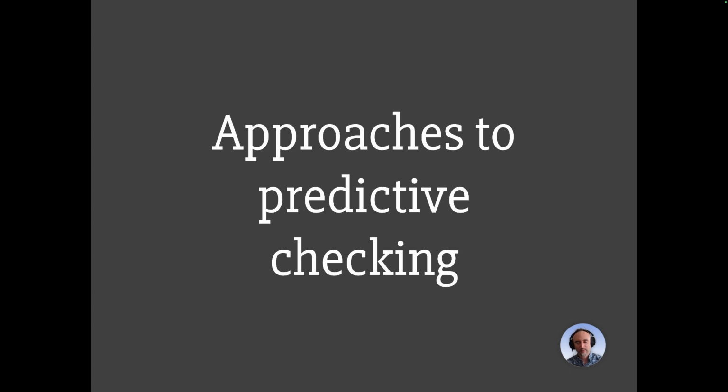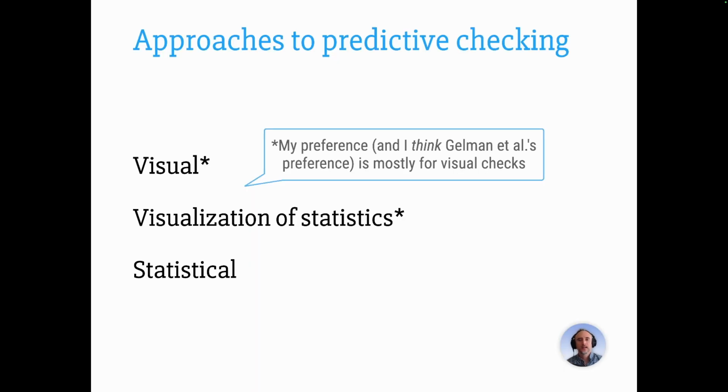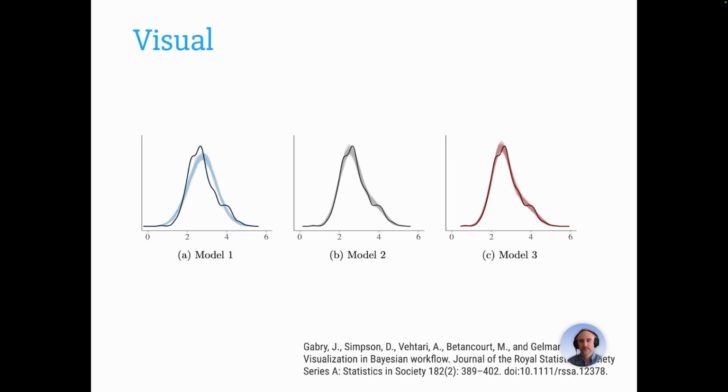So there are many approaches to predictive checking. I think you could probably group them into these three. You've got visual checks. What we've seen so far is just purely visual. There's visualization of statistics, and we'll show some examples. And then there's purely statistical. My preference, and I think Gelman et al. and everyone in the Stan community generally prefers these visual checks, but there's also statistical ones.